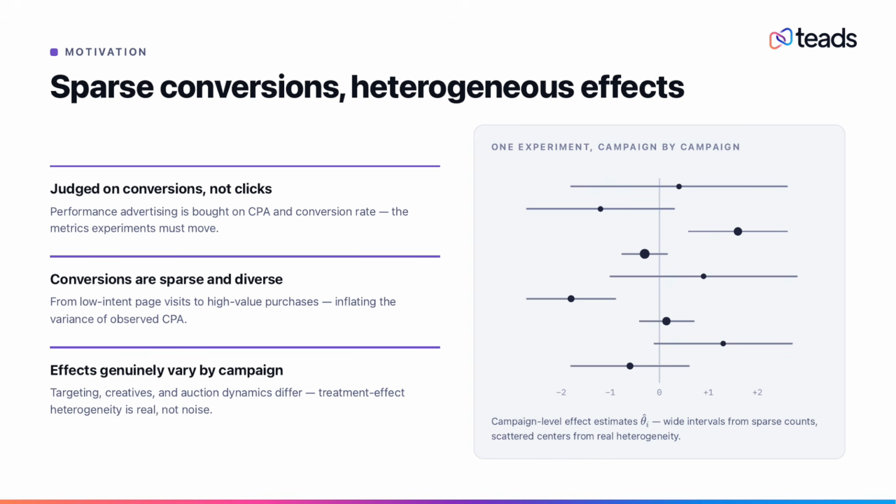The plot shows both issues. The estimates theta hat i have wide intervals from sparse counts and scattered centers from real heterogeneity. So we face two problems at once: sparse data and genuine heterogeneity.